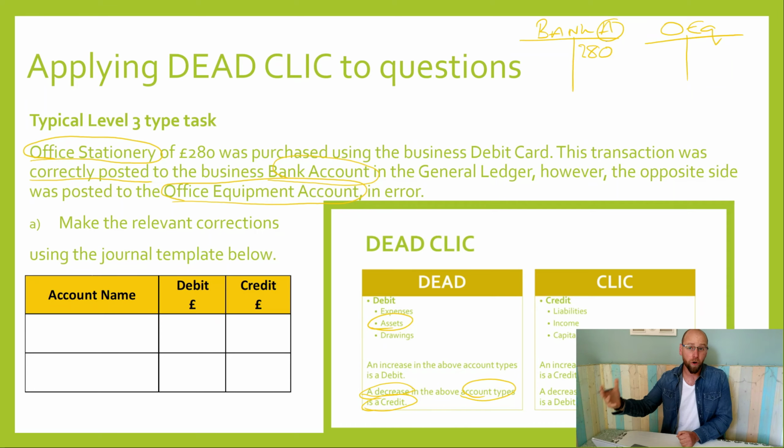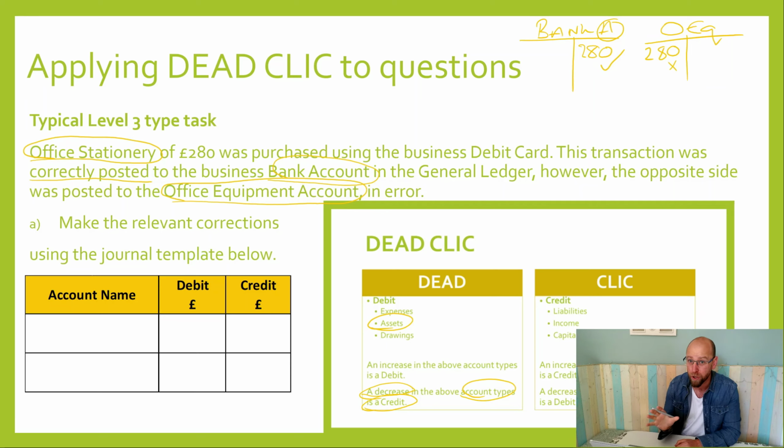So where would that have gone in the office equipment account then? Because we've credited the business bank account, therefore we would have debited the office equipment account. Now this one, the bank account, as it says there, was correct. It's the office equipment account, so we know that that's one of the accounts where we need to put the correction. So we've got office equipment.